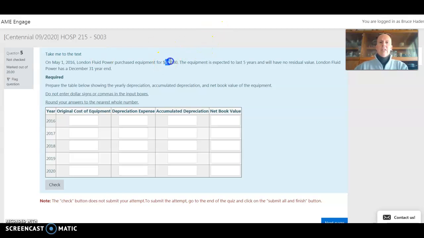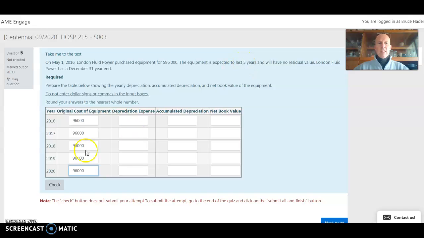First thing is the original cost of the equipment. So they purchased equipment for $96,000. That is the original cost on May 1st, 2016. So $96,000, we can enter that in that box. But when you look at this column, original cost of the equipment for 2017, the original cost is still going to be $96,000. So what we can do is we can just carry that down, and I believe you did have that correct in your question. I always like to put that in just to eliminate having to add later on.